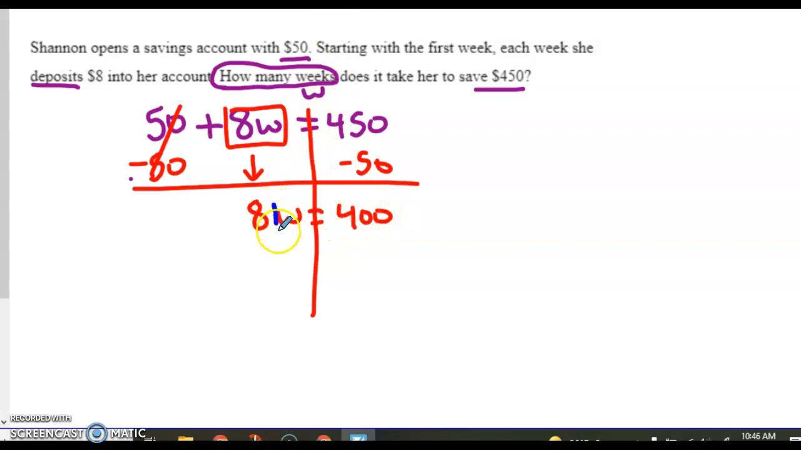And I'm still trying to solve for my letter. Right now I have 8 times W. The opposite of timesing is dividing. And then you can do this in your brain or your calculator. 400 divided by 8 is 50. So it takes her 50 weeks to get a total of $450.